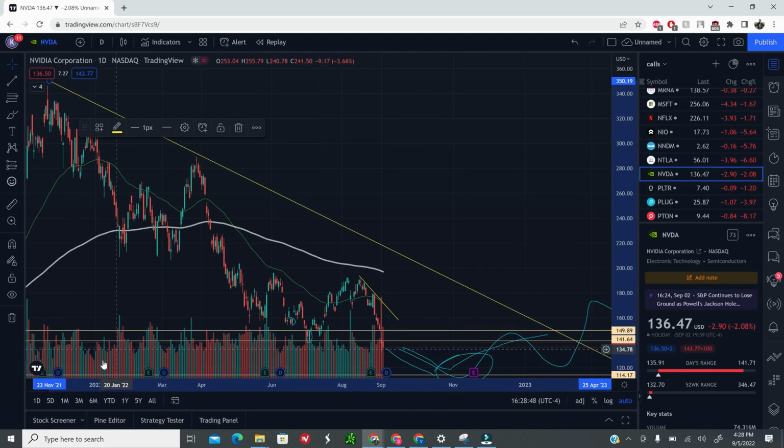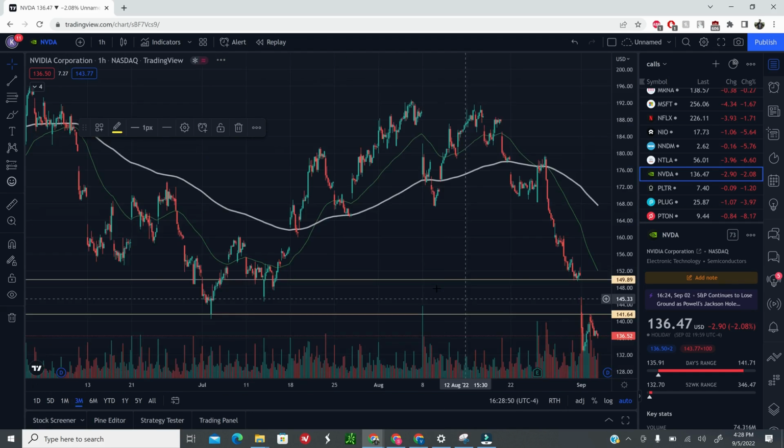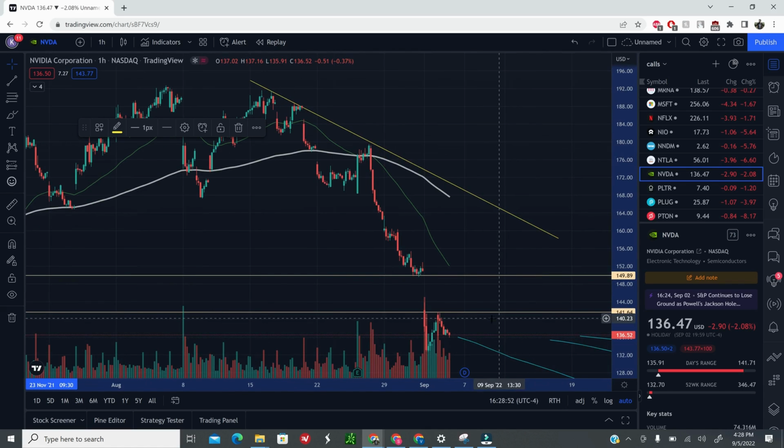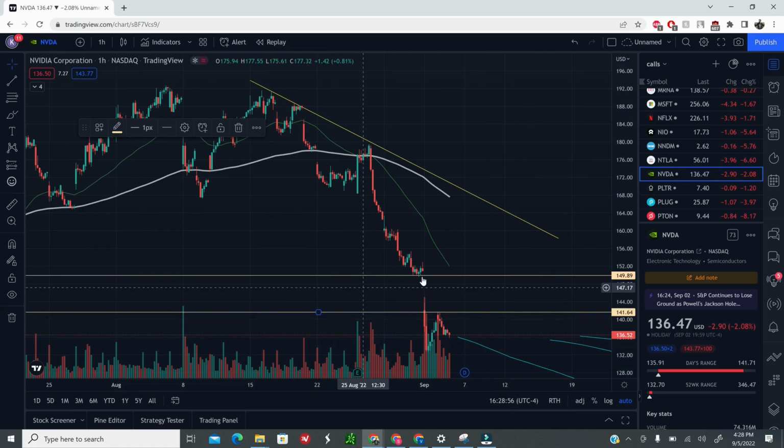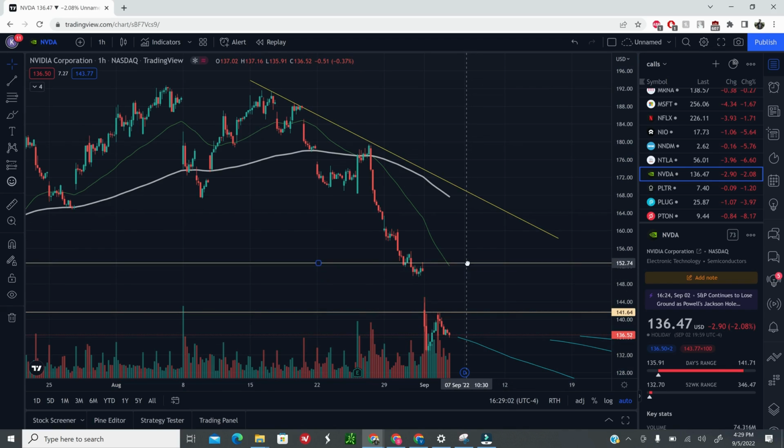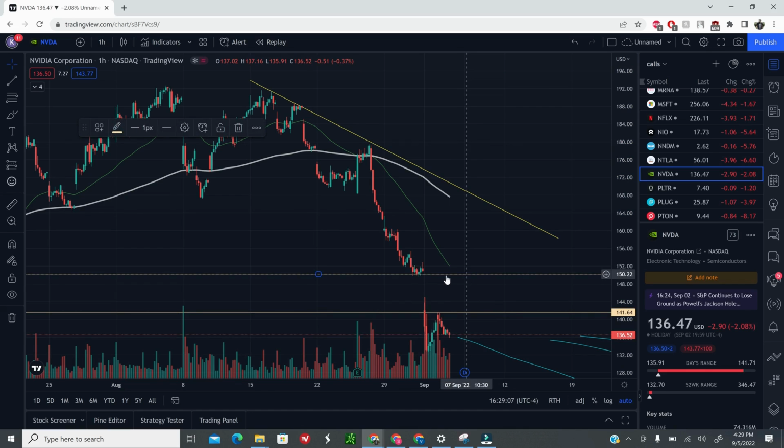Again, for the shorts, this would be your key price level to watch out for: 142. If that breaks and you still want to be long because you are long from maybe around here, the next would be 150 or even 152. This area will be your next resistance or support for the sellers.